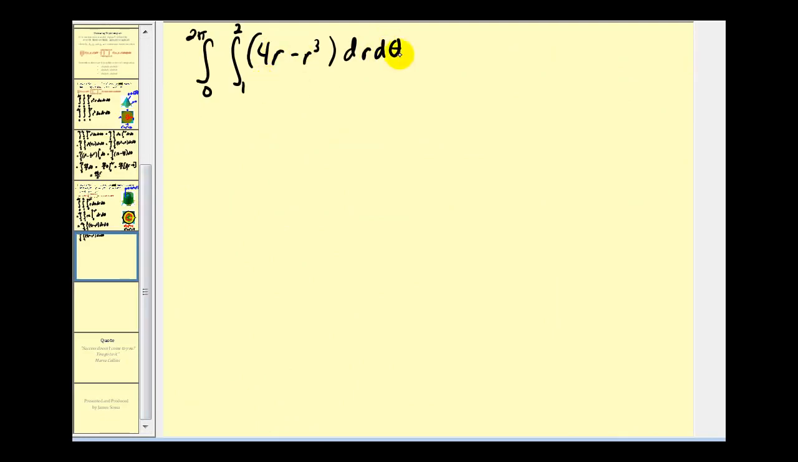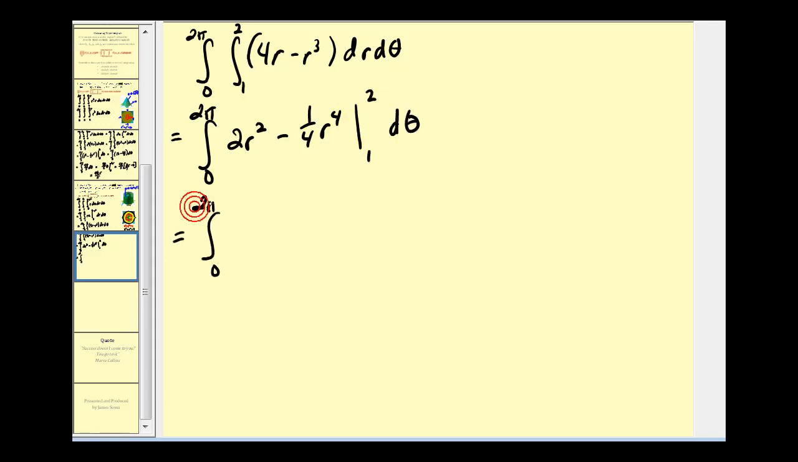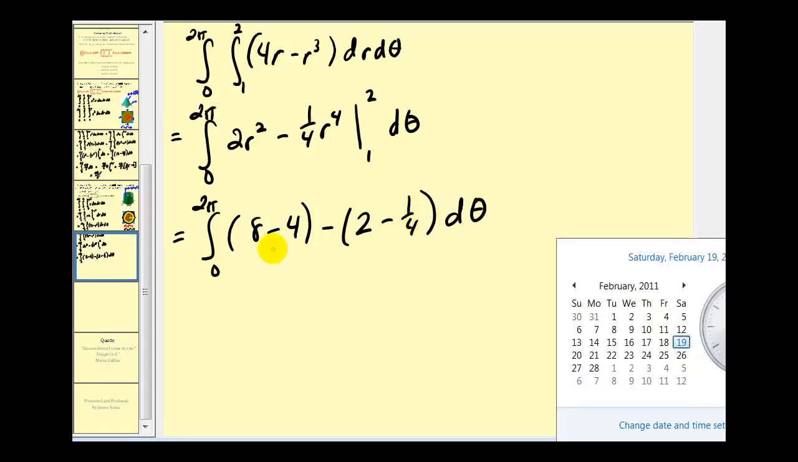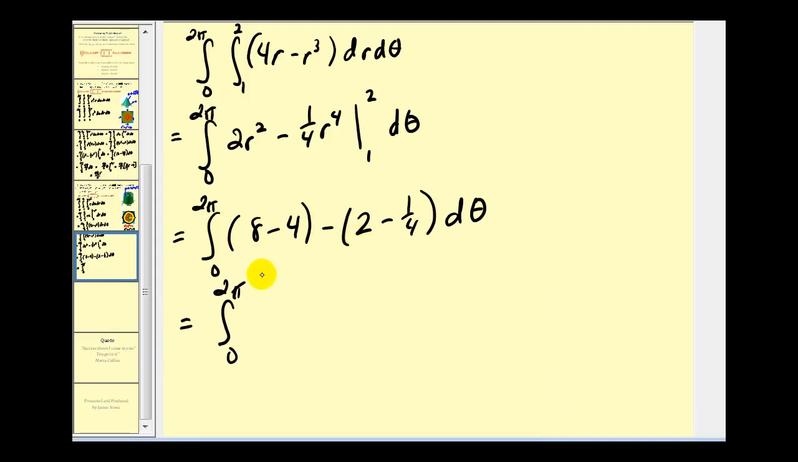Integrating with respect to r, that's going to give us 4 times r squared over 2, or 2r squared, minus r to the fourth over 4, or 1/4 r to the fourth. And we replace r with 2. Here we're going to have 8 minus, this will be 2 to the fourth. It's going to give us 16 divided by 4, that's 4. Minus, and then when r is 1, we'll have 2 minus 1/4. It's going to be 4 minus 1 3/4. That's going to give us 9/4.